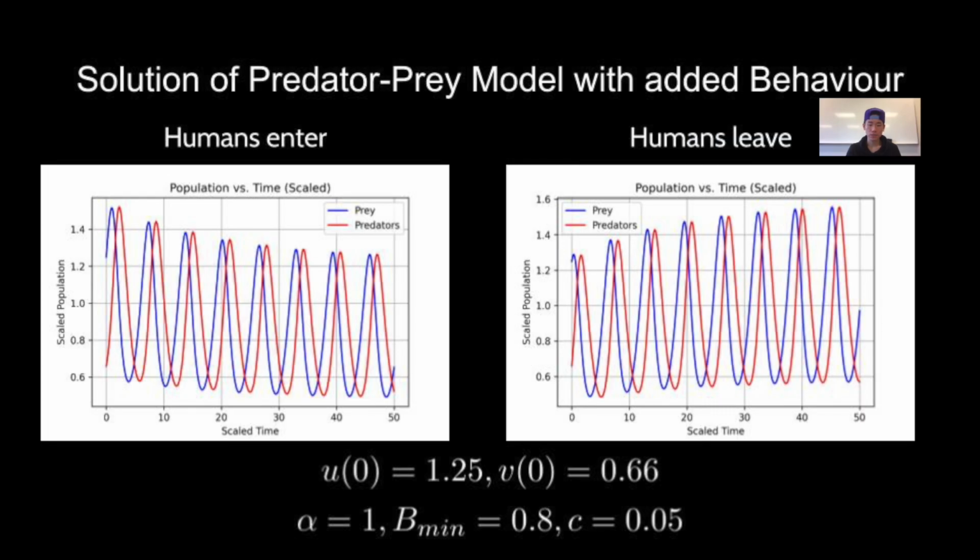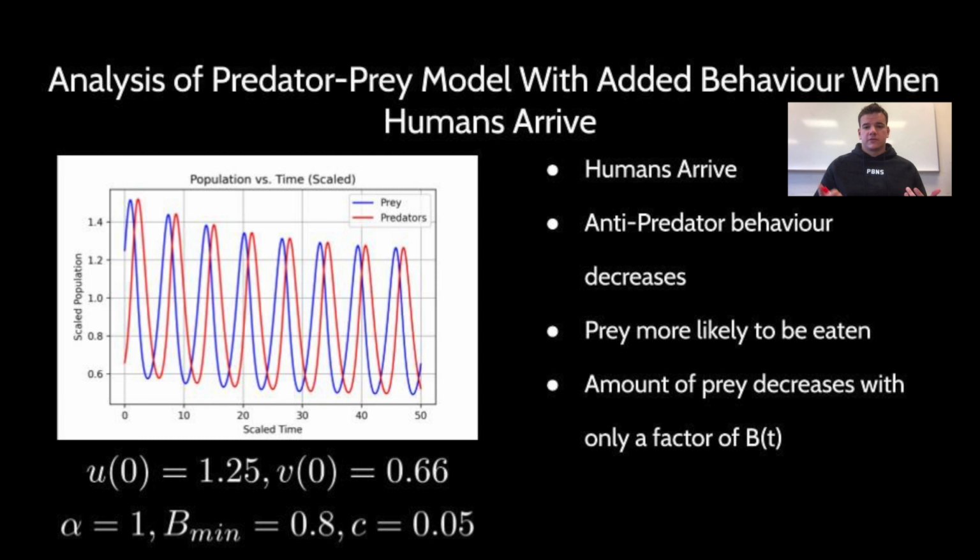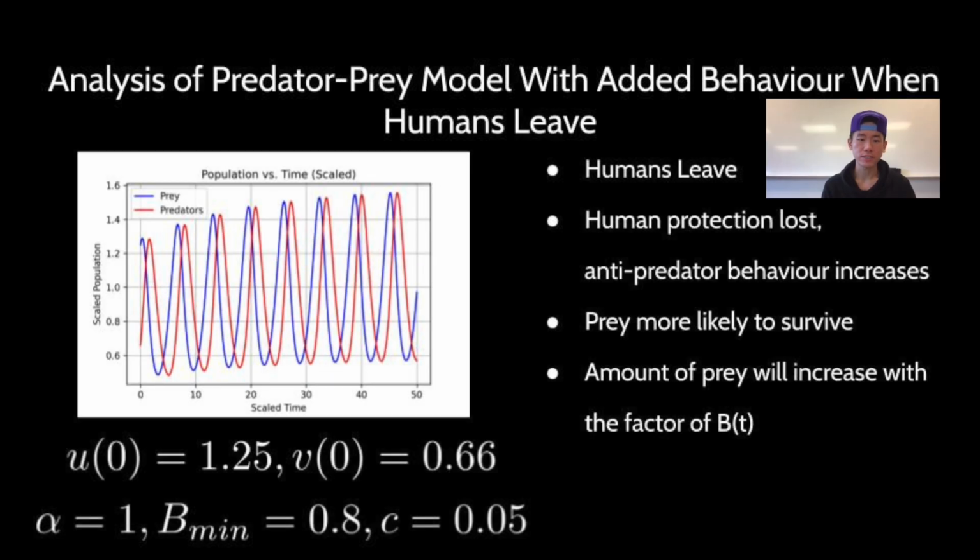And here are our solutions. Now, with the arrival of humans, the anti-predator behavior of prey will decrease since prey will be protected by humans. When the anti-predator behavior decreases, prey is more likely to be eaten upon encounter with predators, leading to a decrease in the population of prey. Now, in the case of humans leaving, the prey will regain their anti-predator behavior since the prey has lost humans' protection. So the anti-predator behavior will increase, which leads more prey to survive. Therefore, the amount of prey will increase.